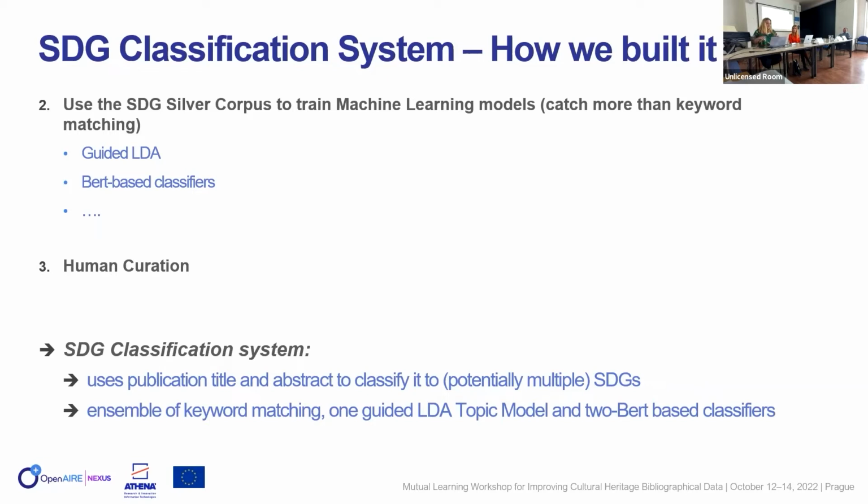So what do we have in the end? We have an SDG classification system where the algorithm is an ensemble algorithm that uses keyword matching, one guided LDA topic model, and two BERT-based classifiers. And the classification system uses the publication title and abstract to classify a publication to one or multiple SDGs. The thresholds for the classifier are very high, so we keep all the SDG matches.